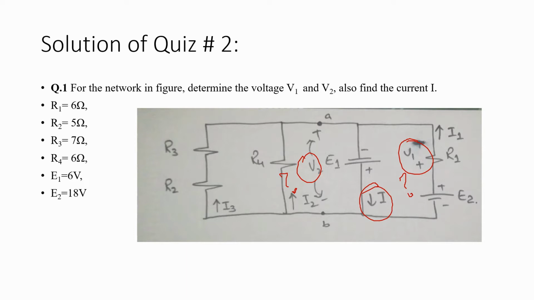The data we have is R1, which is 6 ohm, R2 5 ohm, R3 7 ohm, R4 6 ohm, E1 applied source is 6 volt and E2 is 18 volt. Using this data we have to find the value of V1, V2 and I, the current.